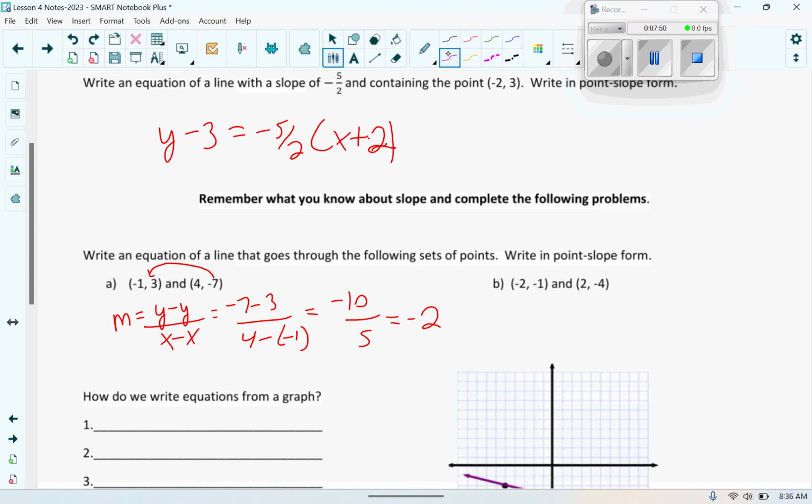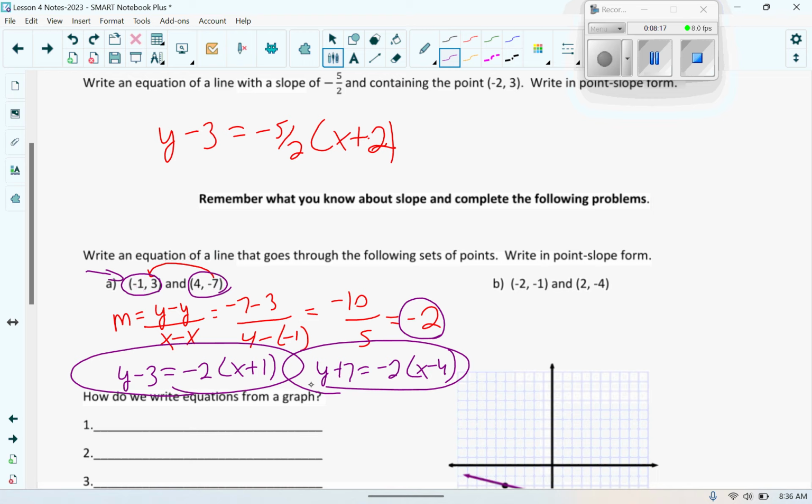So once you have that, it doesn't matter which of these points you use. So I'm just going to use that one, and I'm just going to plug it in the formula like we have been doing. So I'm going to say y minus 3 is equal to, now I have my slope, -2 times x plus 1. If I wanted to use this point, I could also say y plus 7 equals -2 times x minus 4. You just need one of these. It doesn't matter which one you choose. Both will be on my answer keys, so one is not better than the other.